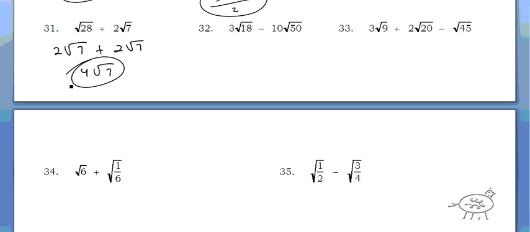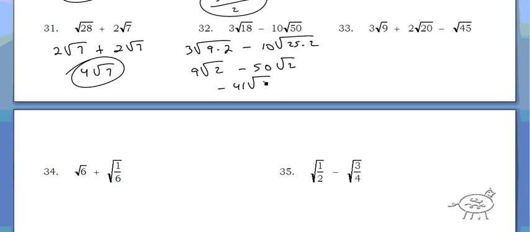All right. This one, remember, you can't add unless you have the same number under the radical, or the same radicand. So just simplify each one of these. 18 is 9 and 2. So I can pull a 3 out. That gives me 3 times 3 is 9 root 2. And 50 is 25 and 2. Square root of 25 is 5. So 10 times 5 is 50. So minus 50 root 2. So 9 root 2 minus 50 root 2 is basically 9 minus 50, which is negative 41 root 2.